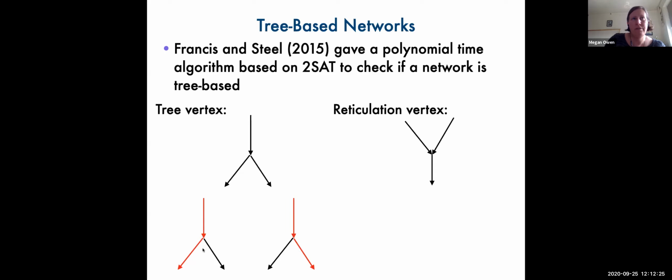But you definitely need to have this edge here. So this edge here definitely needs to be part of your tree-based network. Because otherwise, if you don't have it, you don't have these two, and then you have a vertex that's not part of your base tree.